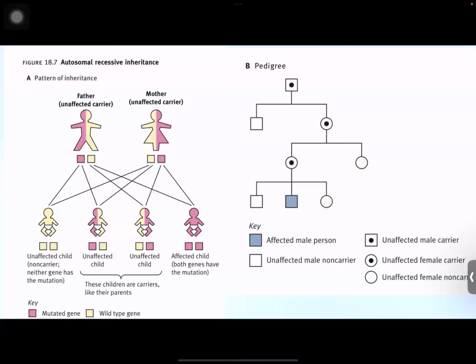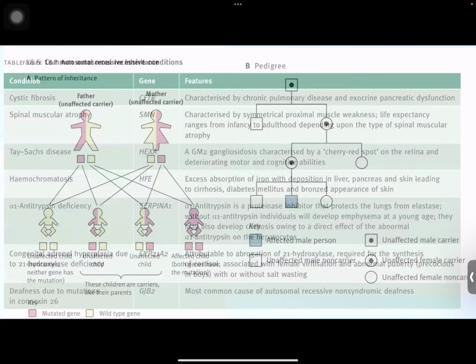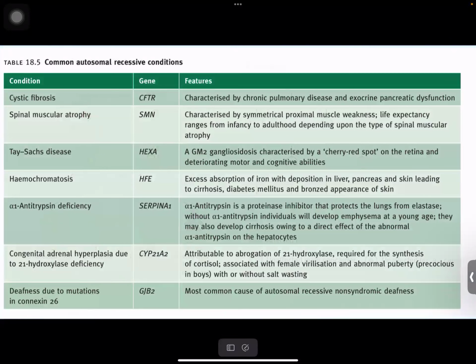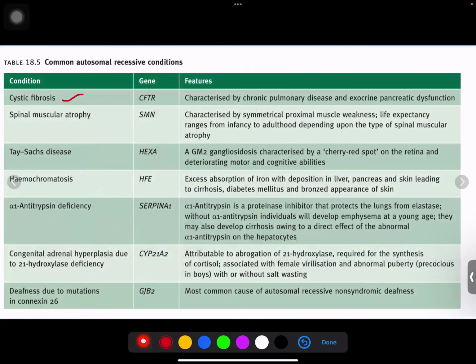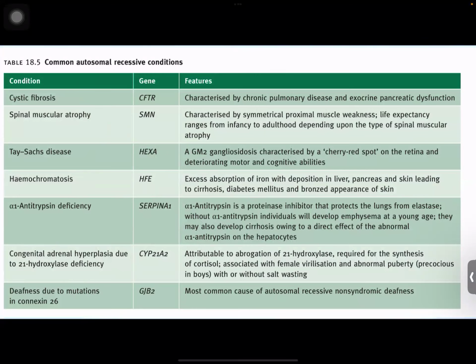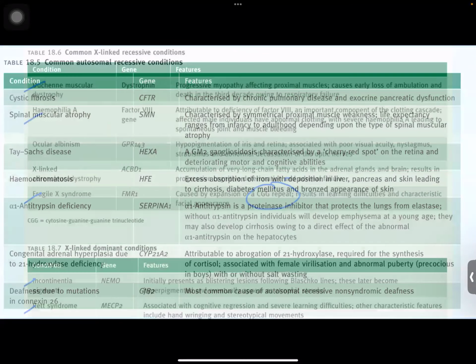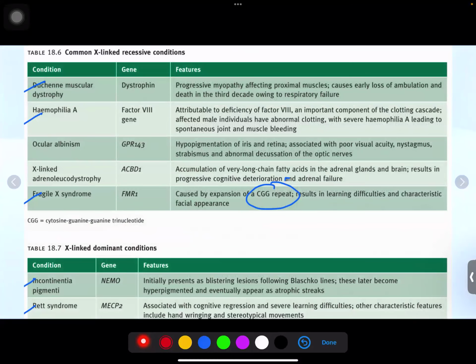Then I have told you this autosomal recessive inheritance pattern with the pedigree. And then again, these conditions are autosomal recessive. You have to remember cystic fibrosis, muscular atrophy, Tay-Sachs disease, hemochromatosis, trypsin deficiency, congenital adrenal hyperplasia, and deafness. I have jotted down the most important ones you have to memorize. I'll tell you after a few slides.